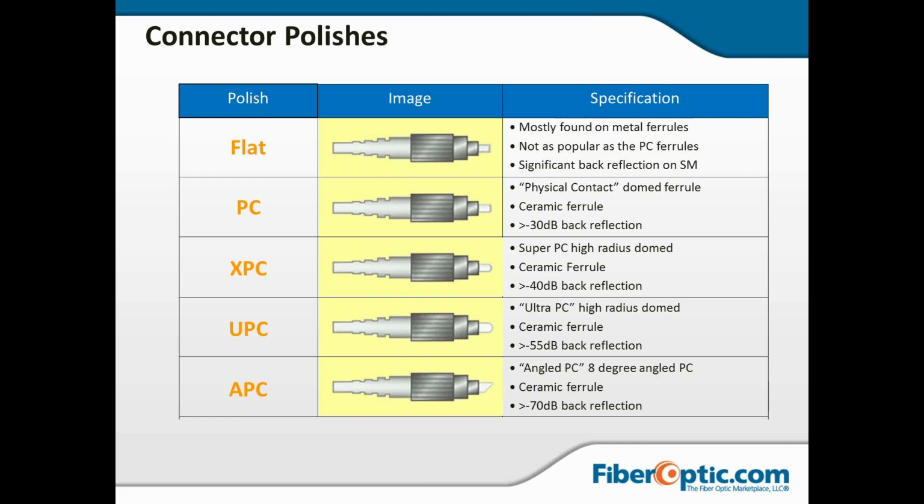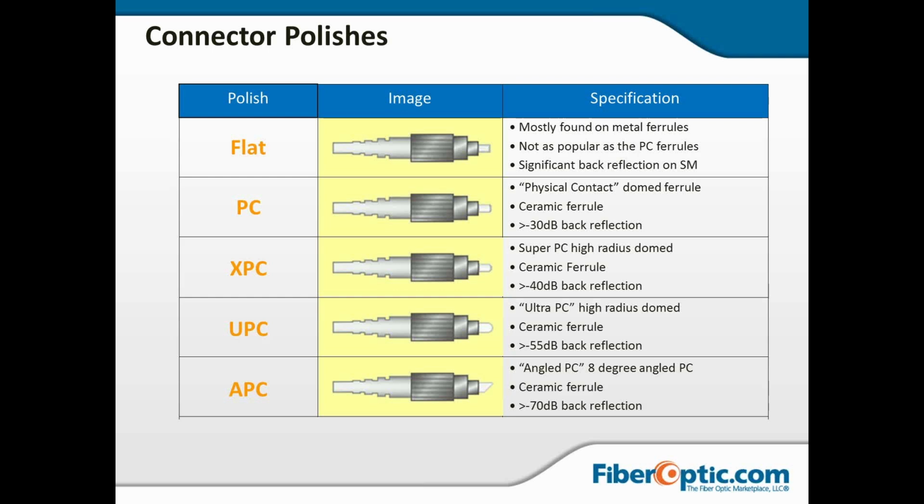Well, of course, if PC is good, then super's better, right? So the next generation of connectors was rounded off even further. It was kind of a high radius dome. The ceramic ferrules were still in use then, and it reduced back reflection down to -40 dB. And that actually gets into a usable range nowadays.